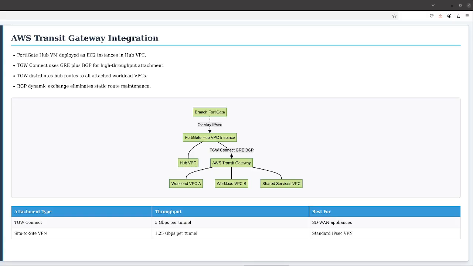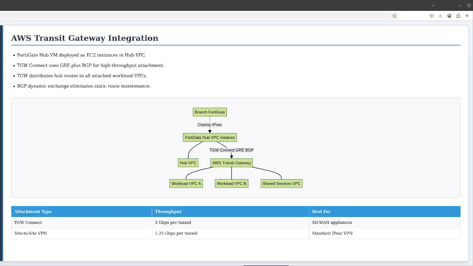The FortiGate hub instance attaches to the AWS Transit Gateway using one of 2 integration methods. The first method is Transit Gateway Connect, which uses GRE encapsulation plus BGP for dynamic routing. This is the preferred method for SD-WAN appliances because it supports high throughput and native BGP route exchange. The second method is a standard IPsec VPN attachment, which is simpler but capped around 1.25 gigabits per second per tunnel and requires AWS managed endpoints.